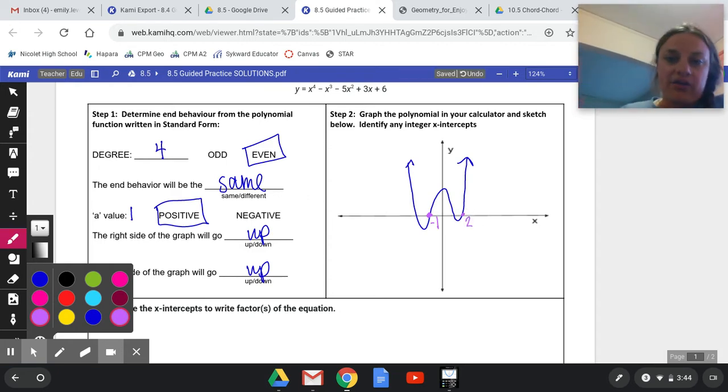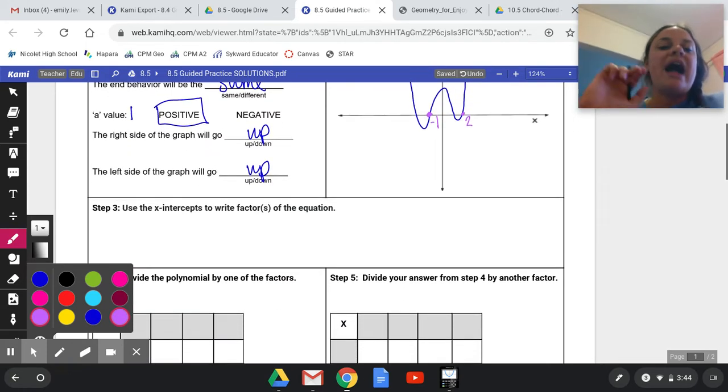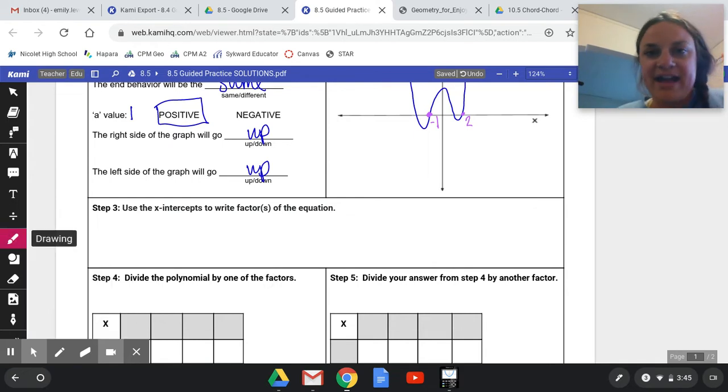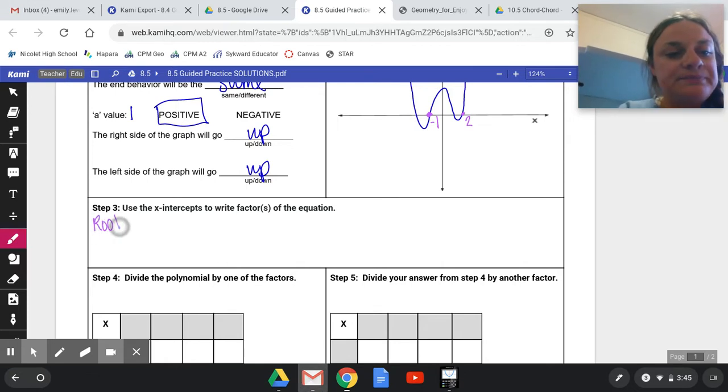Okay, so I graphed my polynomial in my calculator. I sketched it below. It's a rough sketch, but it's not that rough, I thought about it a little bit. And then I identified my integer x-intercepts at -1 and 2. So now I have to use those integer x-intercepts to write factors of my equation. So I have these roots. My roots are at x equals -1 and x equals +2, okay?